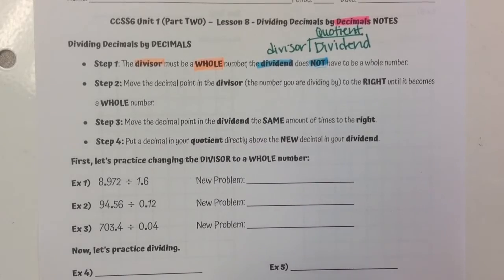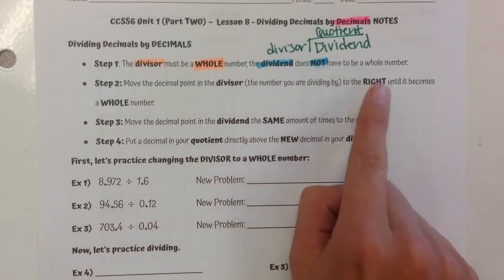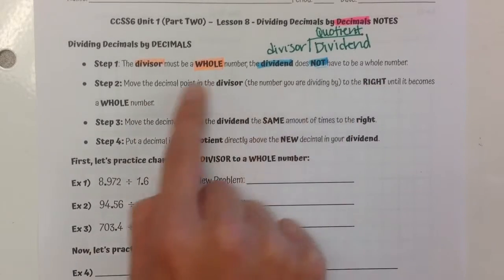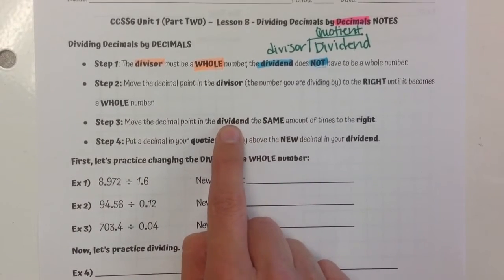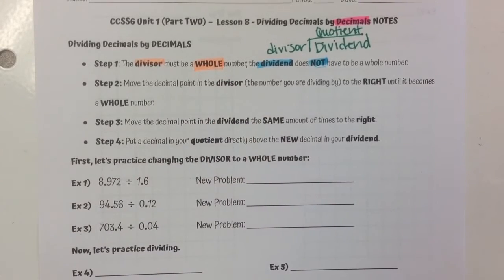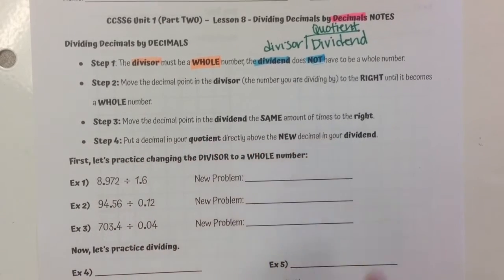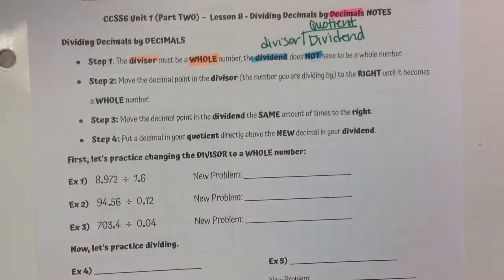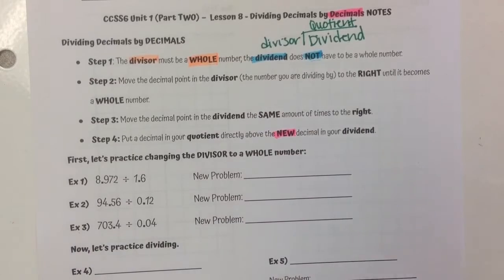For step two, you're going to move the decimal point in the divisor, so that's the number you're dividing by, to the right until it becomes a whole number. And then however many times we have to move that one over, we have to do the same to the dividend. But again, it's okay for the dividend not to be a whole number, but we have to move the decimal as many times as we did for the divisor. Okay, and just like before, we have to put the decimal in our quotient, our answer, directly above that new decimal. So it's important to point out that the new decimal is what we're looking at when we're lining it up with our answer.